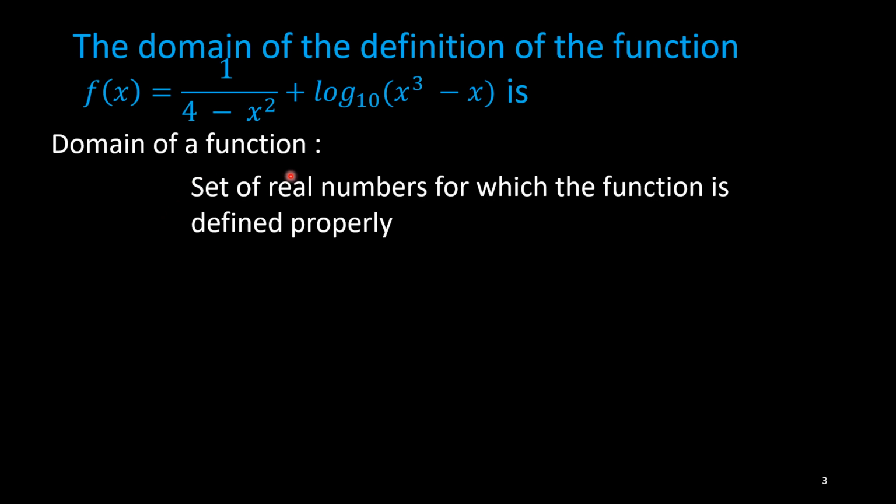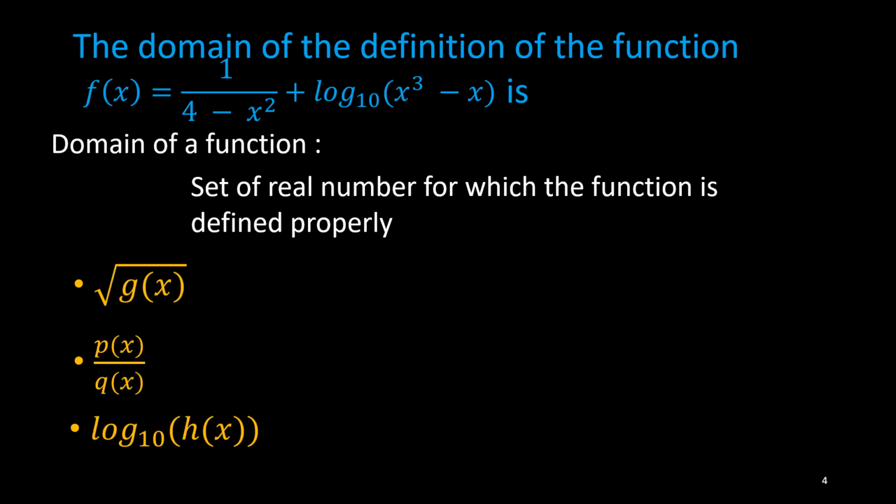So what is the domain of a function? Now, if one function is defined from real to real, it can accept some real numbers and produce one corresponding real number. The set of real numbers for which the function is defined properly is called the domain of the function. It implies that not all real numbers can be the input of the function. So we need to be careful about which real numbers we cannot apply to the function.